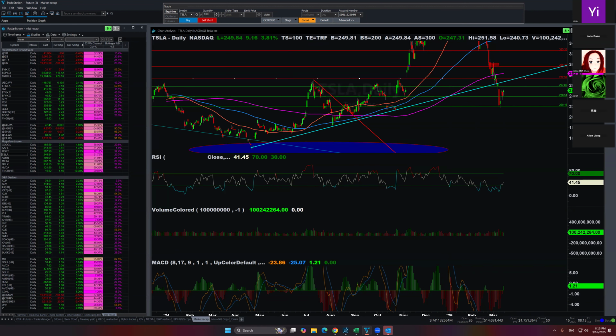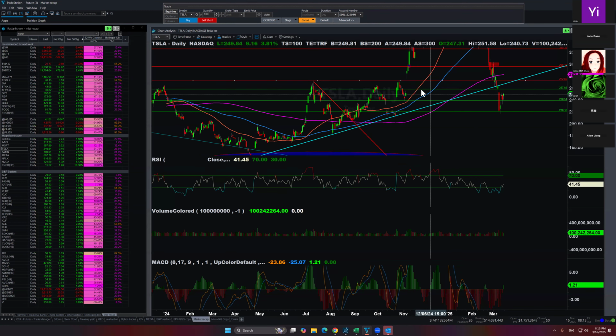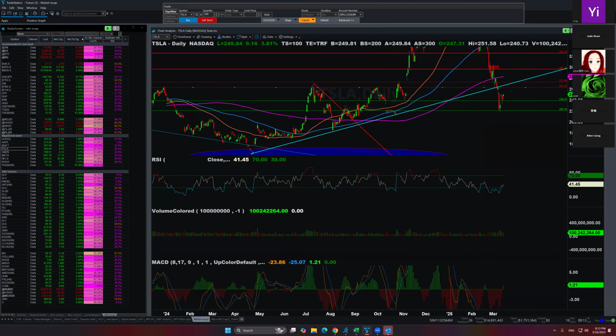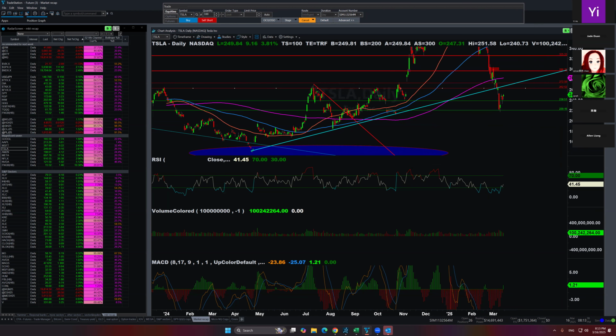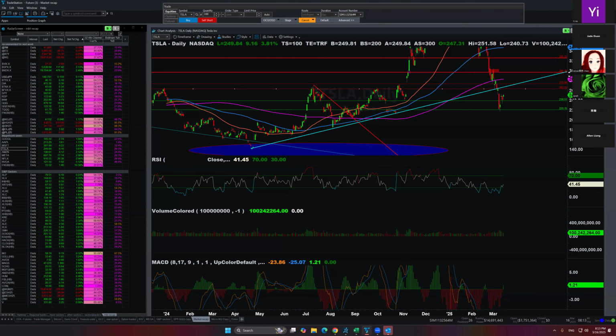And I gave Tesla levels. I know a lot of us have Tesla now. This level is also resistance. So probably a little bit higher here, it'll be the red where the gap fill is. So the first level, I'm leaning 272, and then 300.